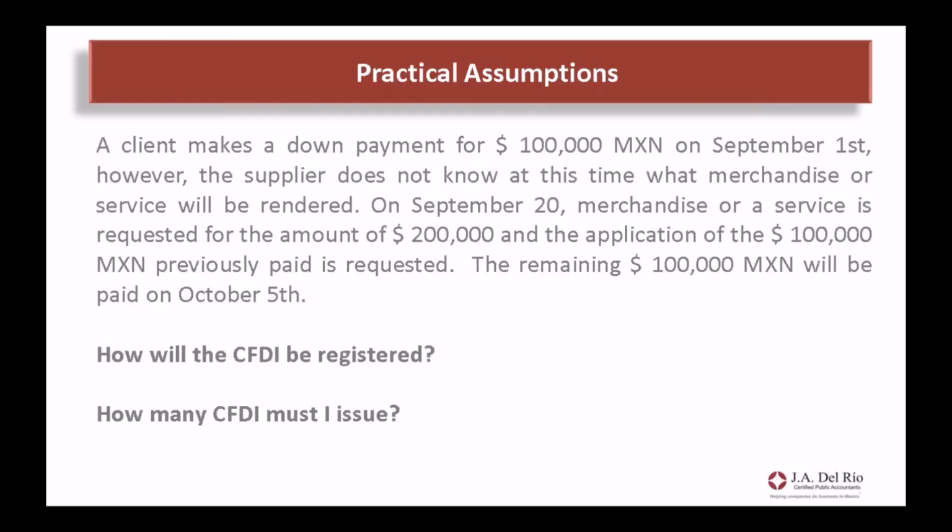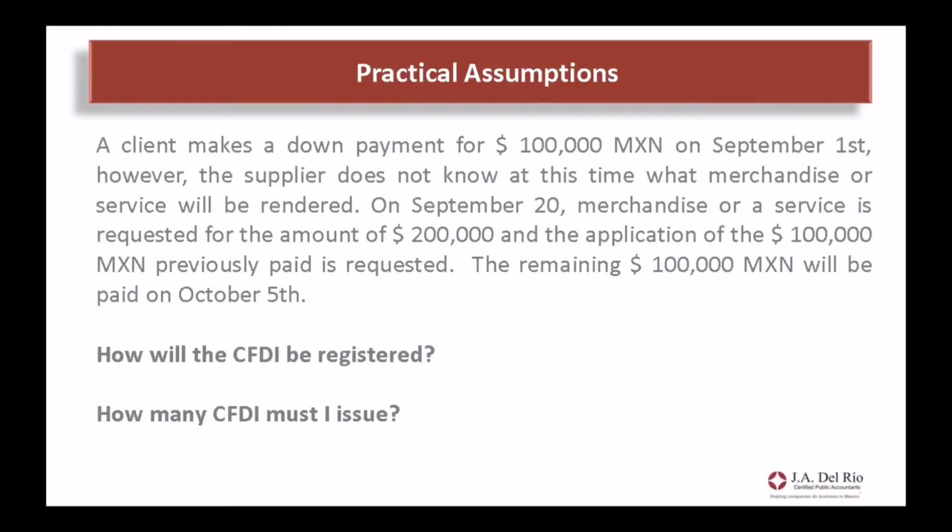And for method of payment, we have to use the code for the 100,000 pesos that were applied for the advance payment. So let's say that the advance payment was paid by wire transfer and we used code 03 for the advance payment. In this case, in which we are applying the advance payment, we will have to use 03 as well. And then finally, on October 5th, I collect the remaining 100,000 from our customer.